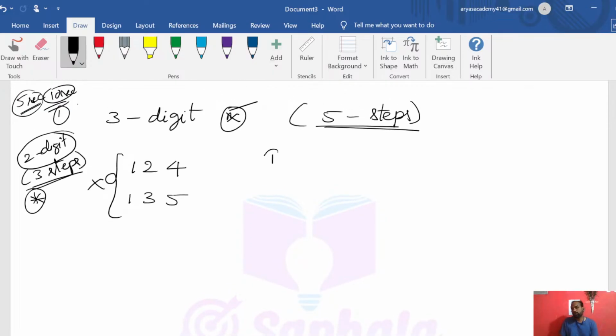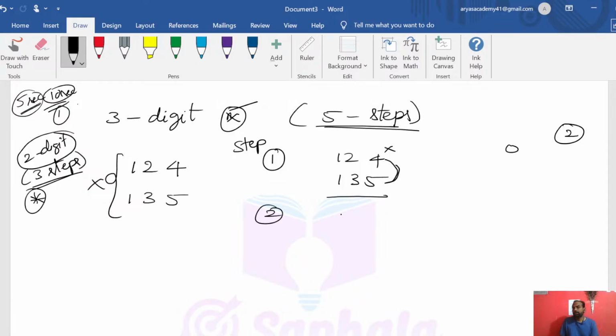So now I'm going to do step 1. So this is step 1. 124 is there to be multiplied by 135. You already know, in step 1, we will just multiply unit digits. 4 fives are 20. So 0 into the answer, 2 is kept as carried forward.